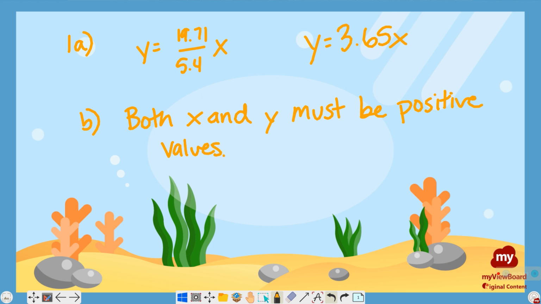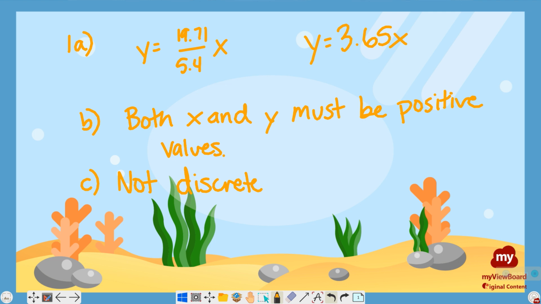C says, is the function discrete? Discrete means that all of your inputs must be whole numbers. Since we can buy partial gallons of gas, such as 5.4 gallons, this is not discrete. We have decimal inputs, so it is not discrete.